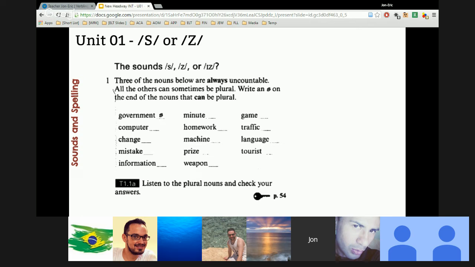One more. Names. No, languages. Languages is correct. Not machines, because that doesn't have an extra syllable. Languages. So the three words that go in the is column are changes, prizes, languages.